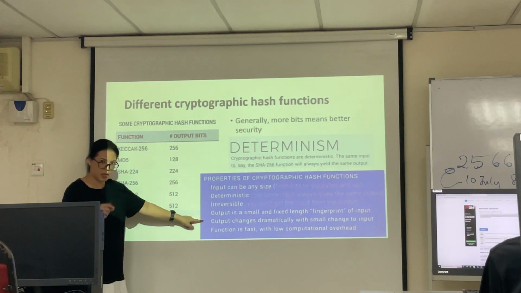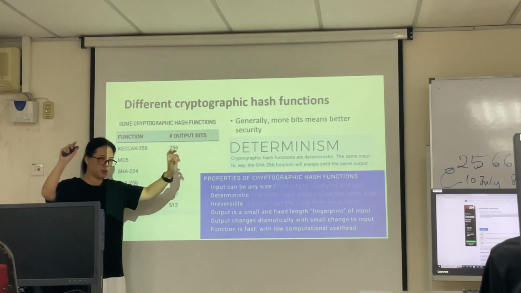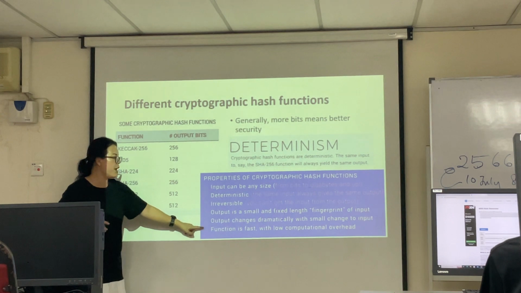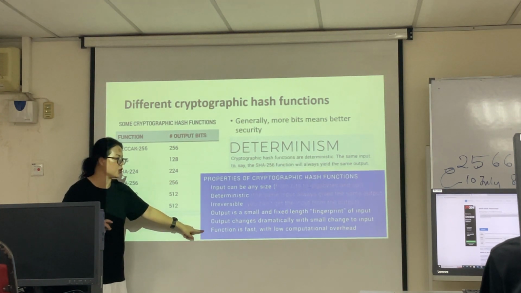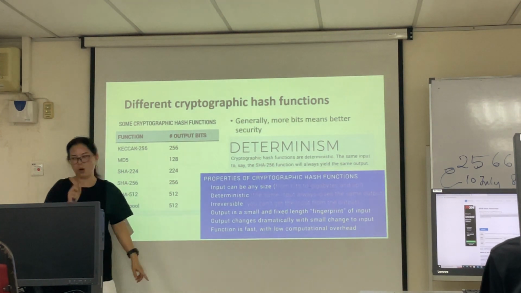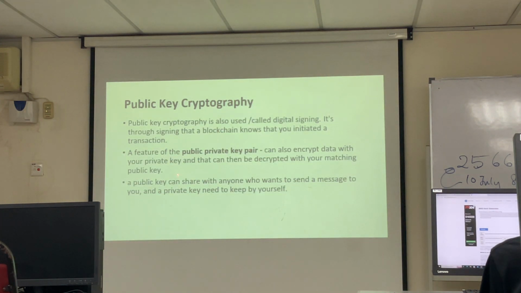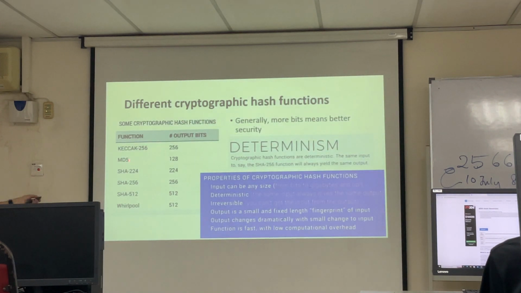So this is what I said: 1, 2, 3, 4 and 1, 2, 3, 5. The whole output of the hash function is totally different. Okay, and that's because the hash function is fast and has low computation overhead. This is the key. Now, coming back, after you know that we need to use hash.